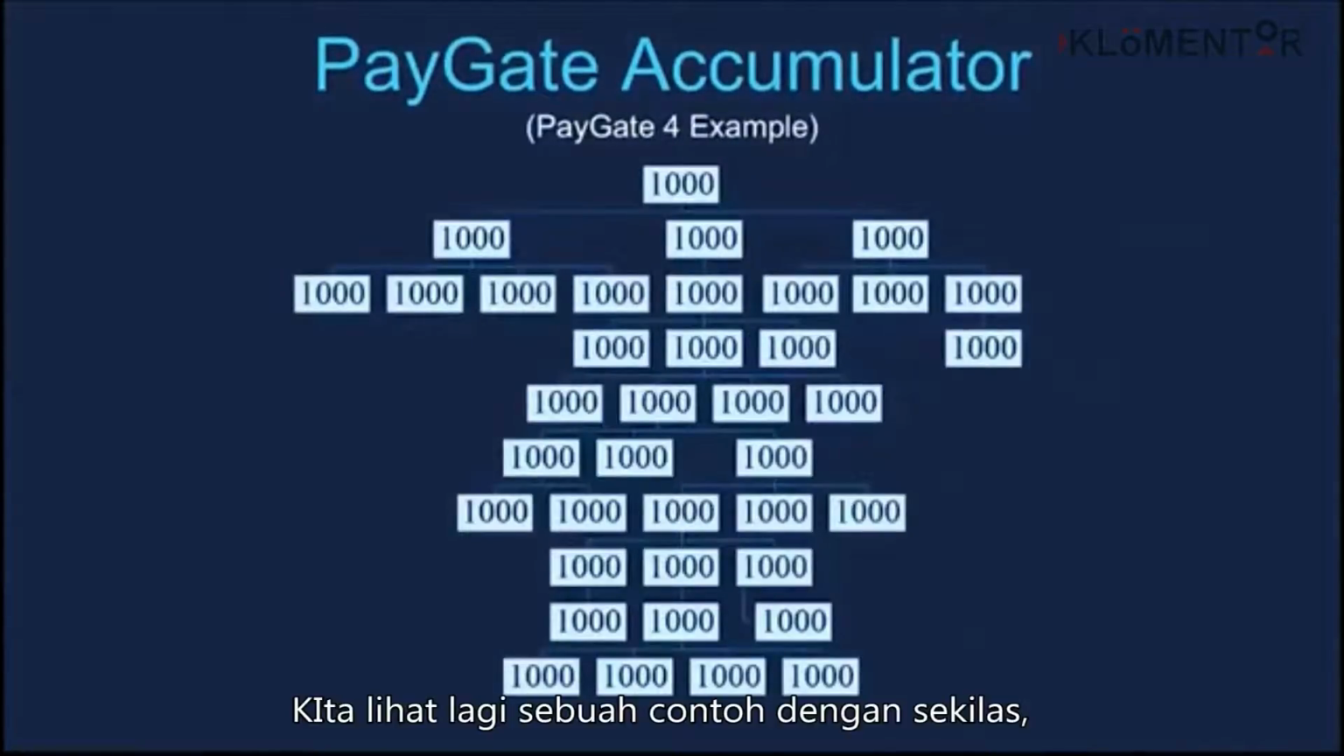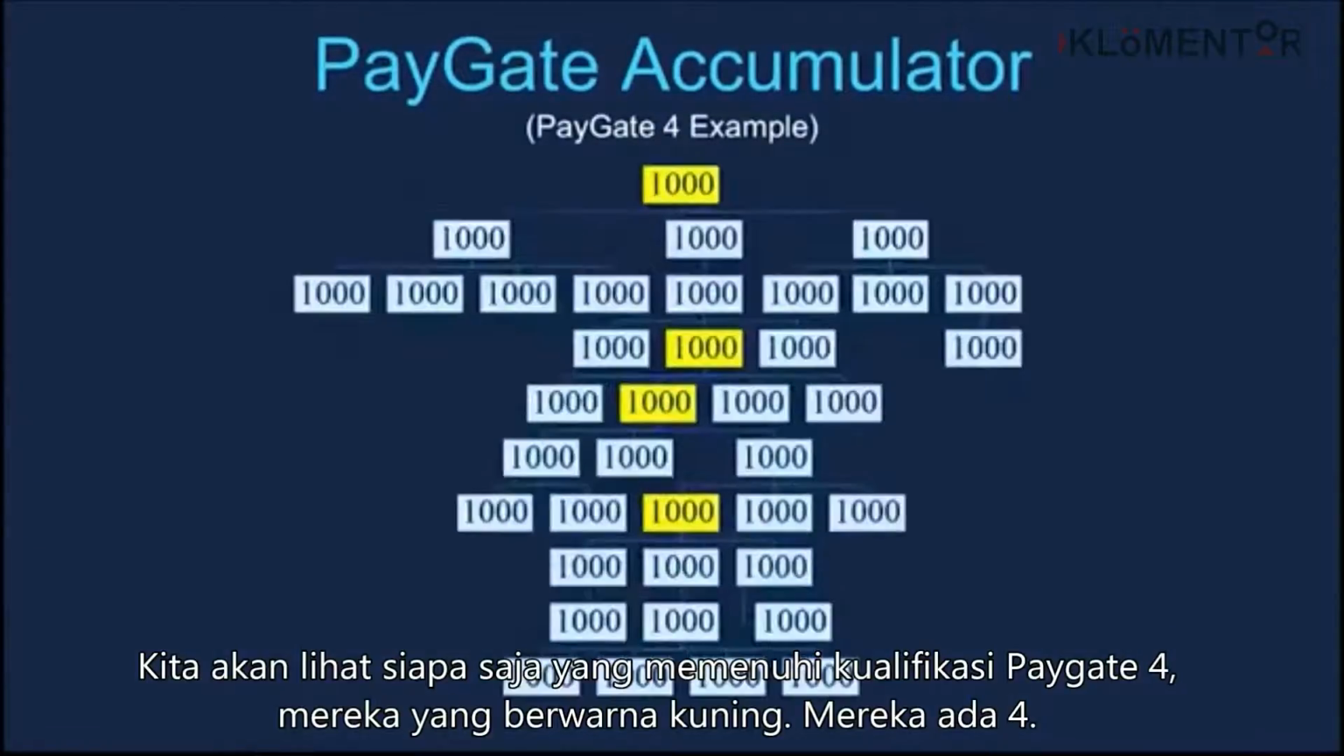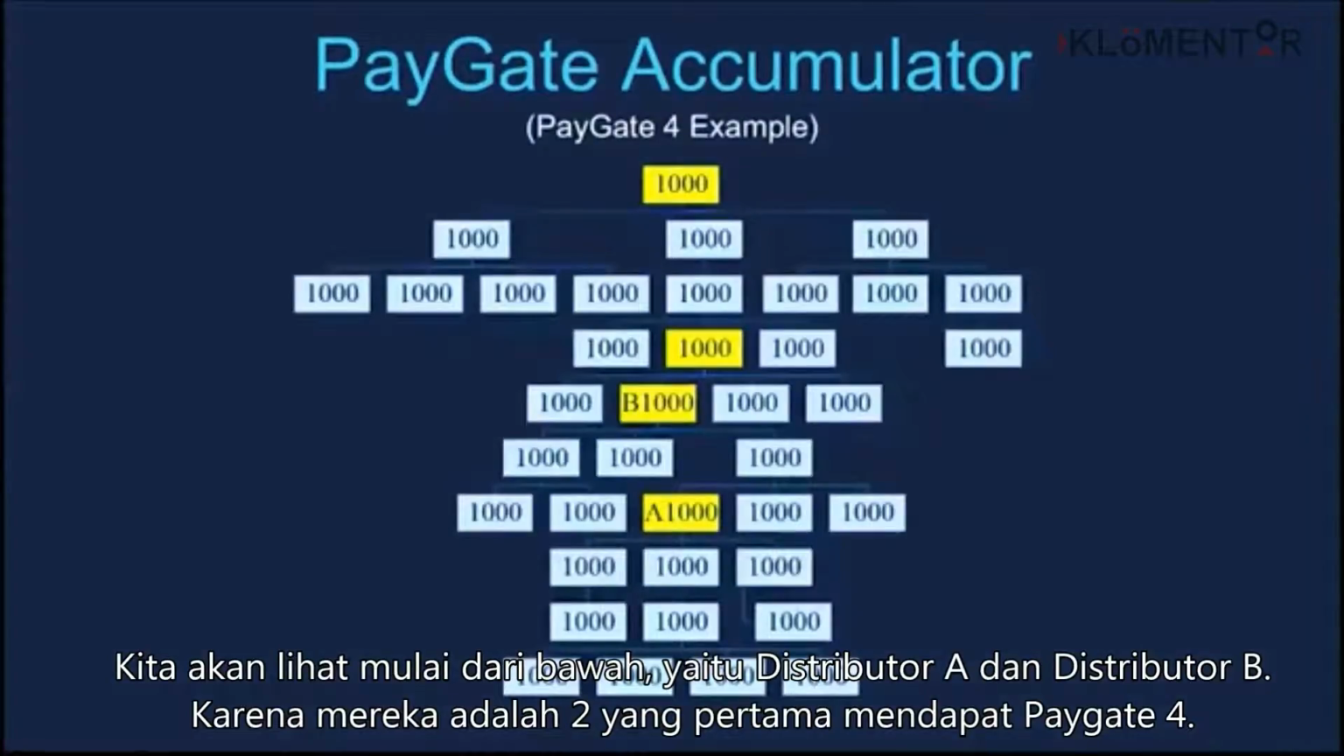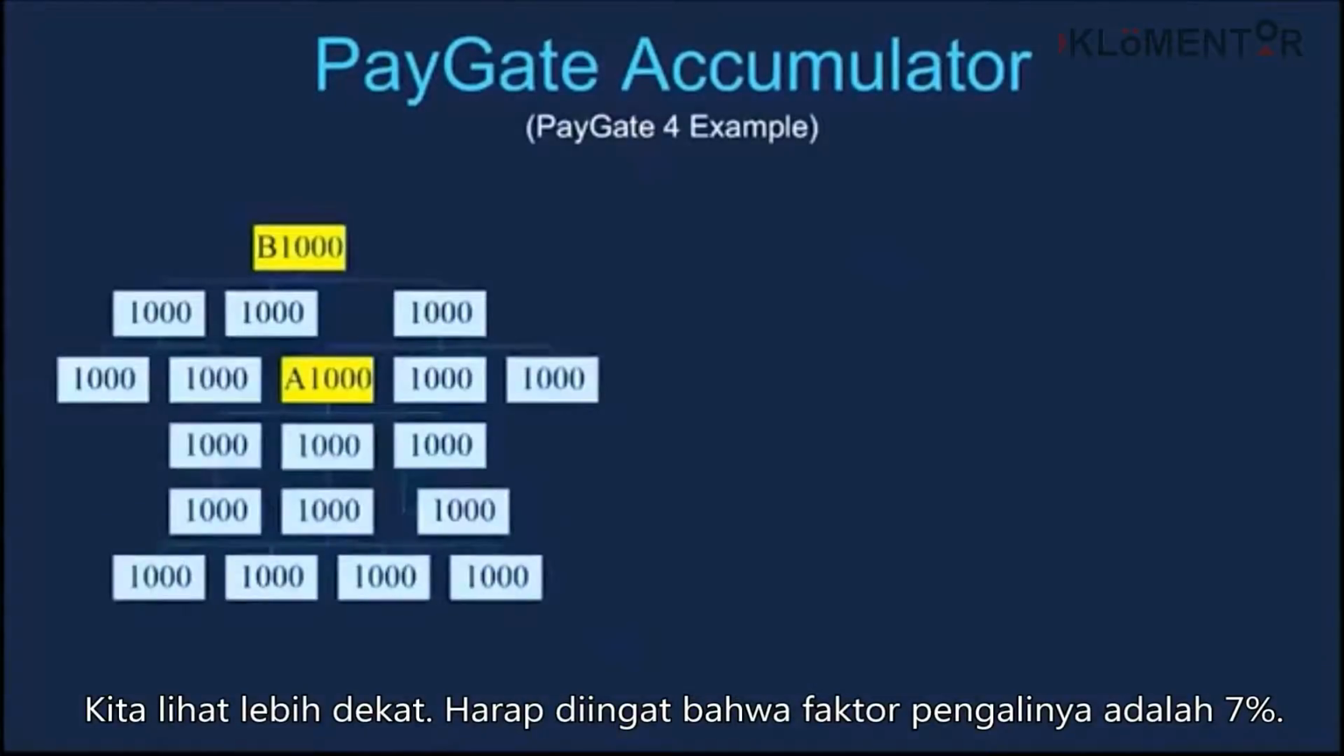Okay, let's use one more example really quick. For this example, let's take a look at Paygate 4. Each of the distributors on the screen will now represent 1,000 CV. So let's identify those distributors that have qualified for Paygate 4. They are highlighted in yellow. There are 4 of them. And again, let's take a look at the bottom 2 distributors, Distributor A and Distributor B, since these are the first 2 distributors that qualify for Paygate 4, moving from the bottom to the top. So let's look at them a little bit more closely.